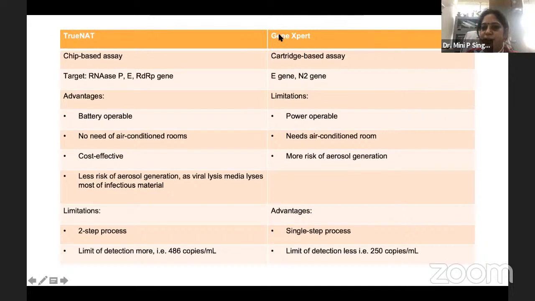Somebody comes with neurosurgical issues, or some trauma cases are there. This would be really useful so that the patient can be immediately taken up for surgery. And TrueNat is also based on a real-time PCR principle, but these two machines have a slight difference.